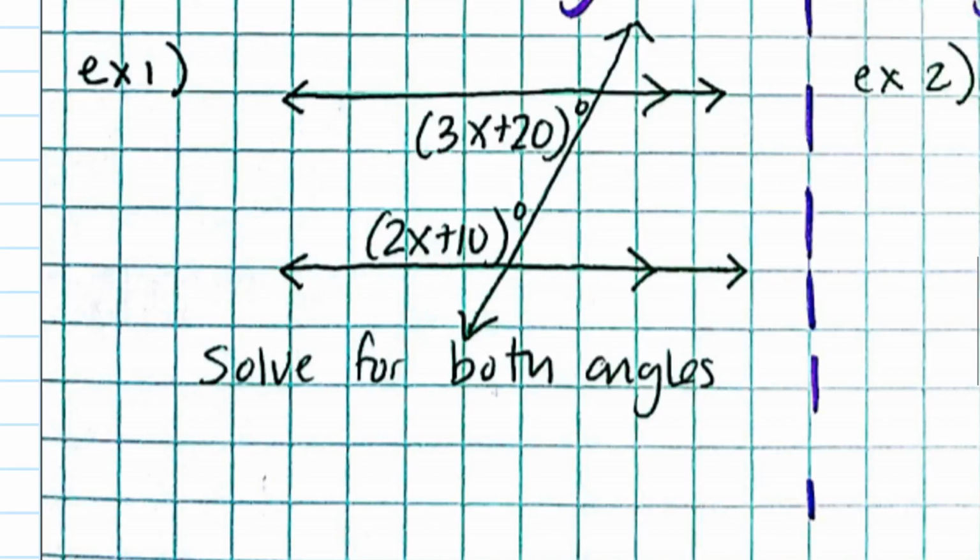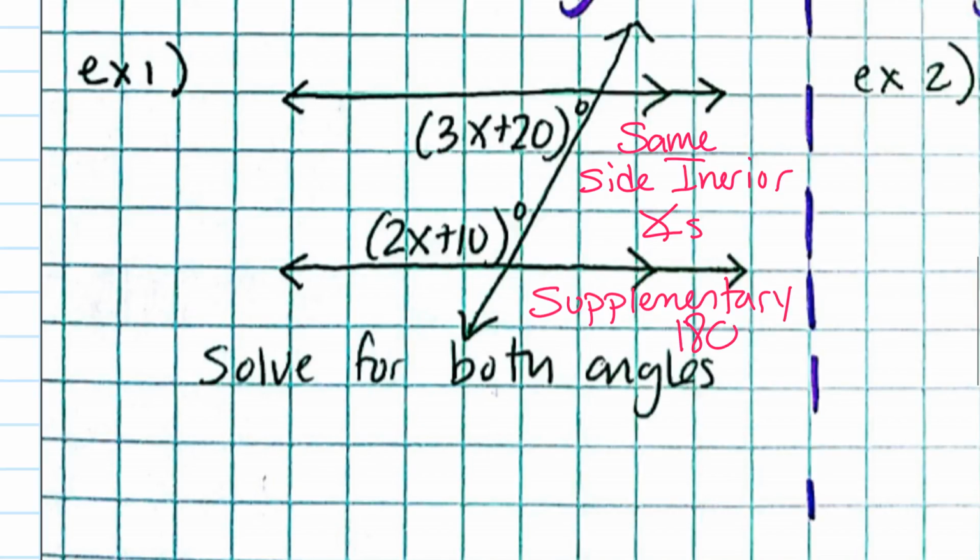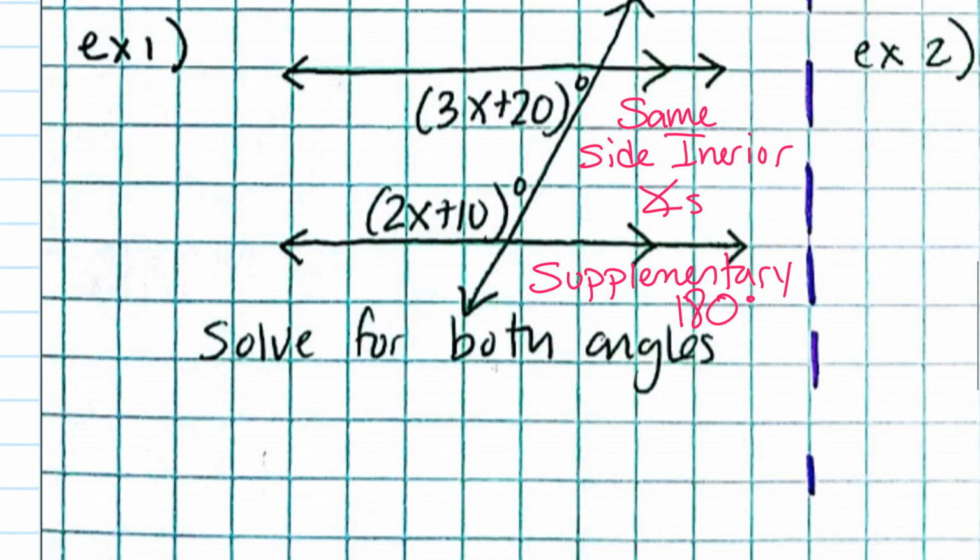We know that these lines are parallel, meaning that these two angles are what type of parallel line angle pair? Yes, they are same side interior. And what does that mean? Good. So over here I'm going to write same side interior angles. And same side interior angles are supplementary. Good. Meaning they add up to what? 180 degrees. So knowing this, what equation am I going to set up?